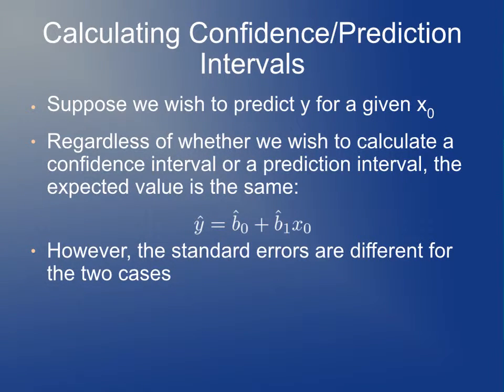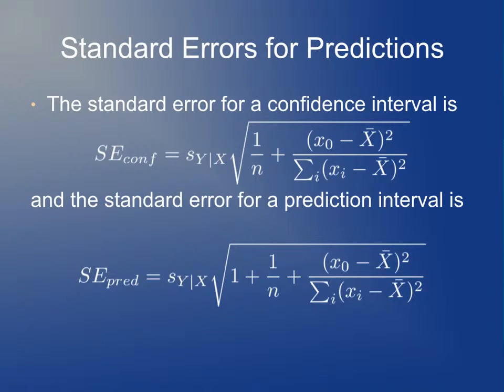Regardless of whether you wish to calculate a confidence interval or prediction interval, the expected value is the same. You just plug in the value of x0 and predict y, as we would intuitively expect. The best prediction is just what you get when you plug x0 into the regression model. But the standard errors for confidence intervals and prediction intervals are different. Standard error for a confidence interval looks like that, and the standard error for the prediction interval is at the bottom.